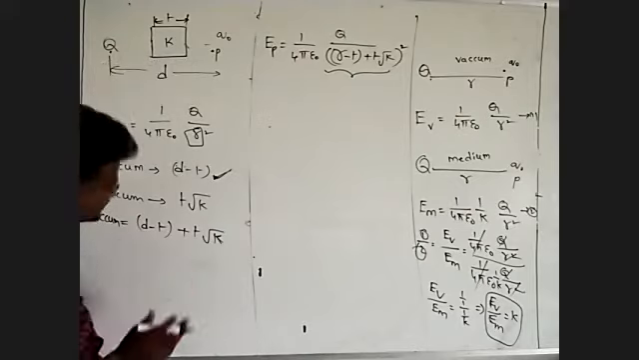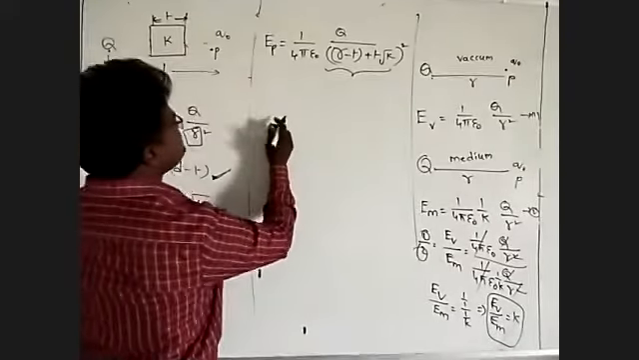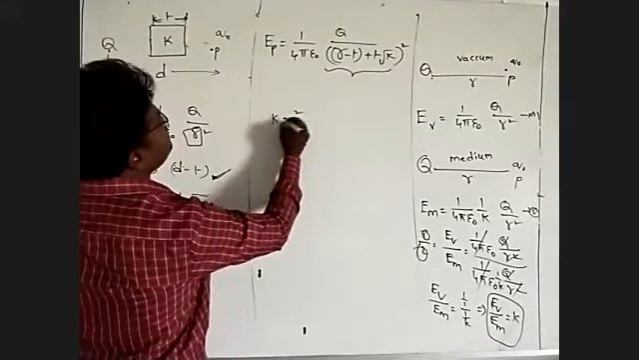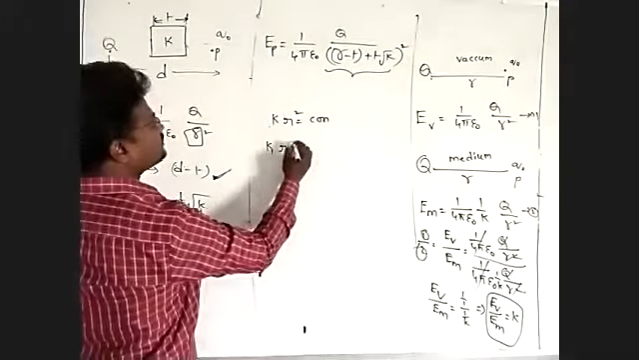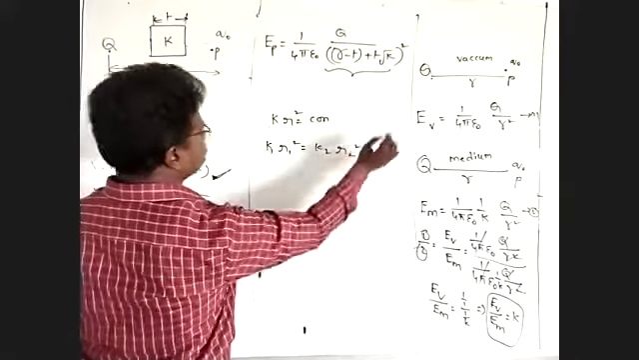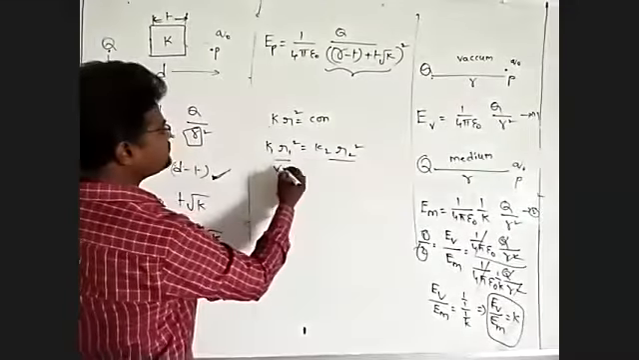Do you know? I already told you. That is K R square. K R square is called constant: K1 R1 square is equal to K2 R2 square. This is for vacuum.